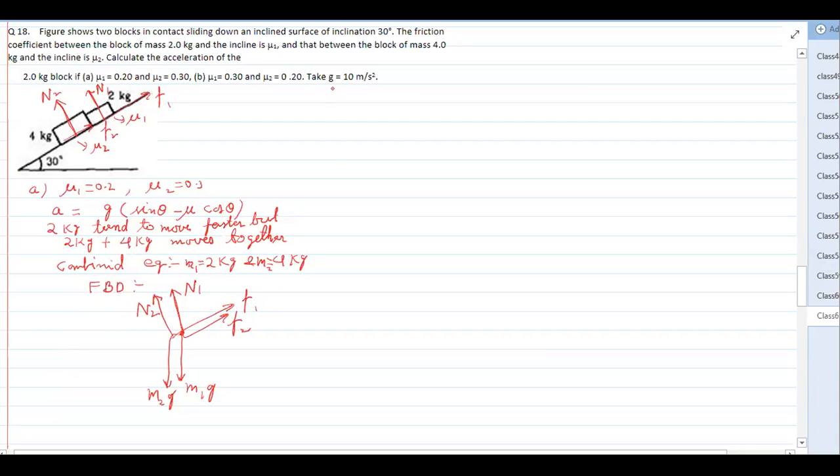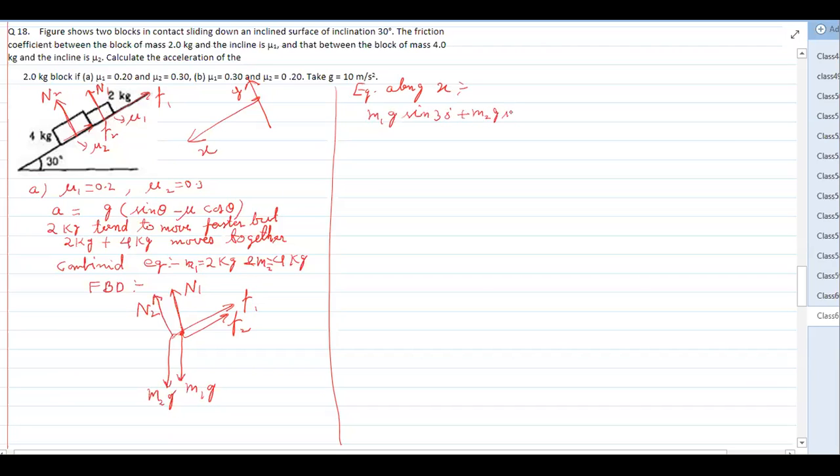We have to find acceleration, so we will write the equation along the x direction. Which is the x direction? This is x and this is y. So along x it will be M1g sin 30, M2g sin 30. These are the two forces down the incline, minus friction upward, F1 and F2, equal to the combined mass times acceleration.